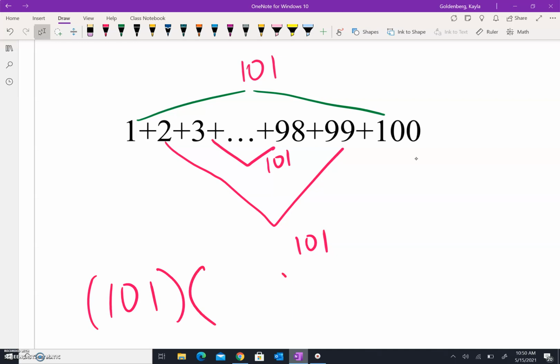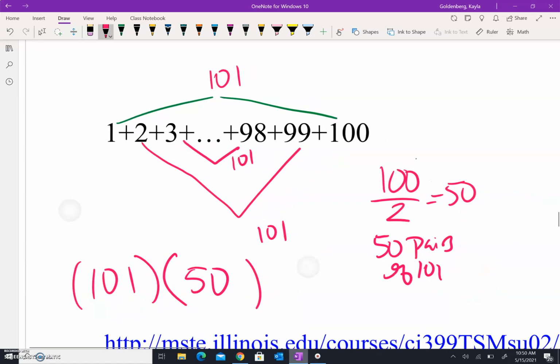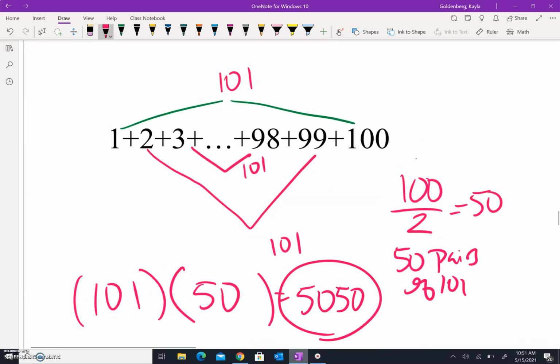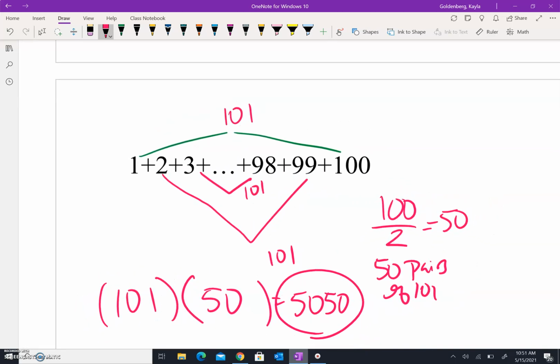If I'm taking each of these numbers and pairing them up, that's 100 divided by 2, because I need 2 for a pair. So that's like 50 pairs of 101. Kind of write that in words: 50 pairs of 101. If I wanted to multiply that out, I could do 5 times 101 and then tack on a 0. So that would be the sum of the first 100 numbers, and that's why his teacher was amazed. You could do a similar thing with the first 10 numbers.